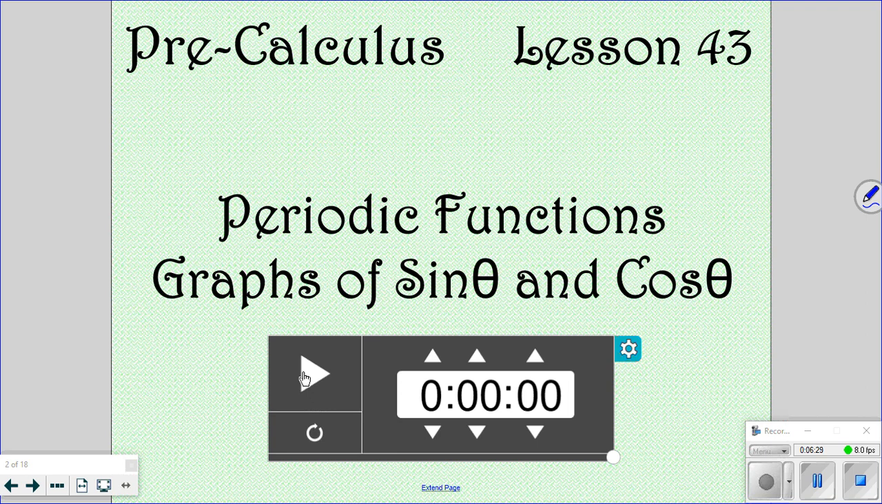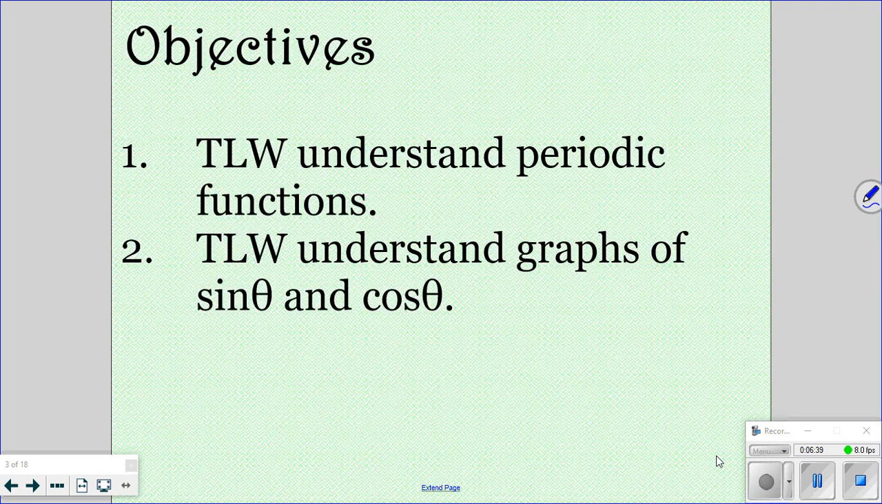So y'all put your pencils down. Make sure to go put those in the basket. And then once y'all are ready, we're going to go on with lesson 43. So we're looking at periodic functions and graphs of sine and cosine. So hopefully after this lesson you understand how periodic functions and the graphs of sine and cosine work.